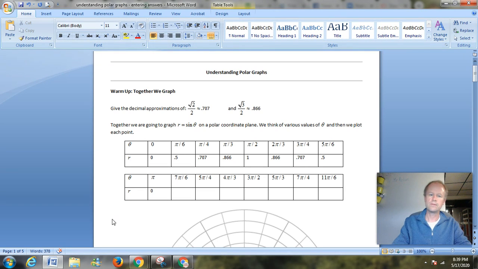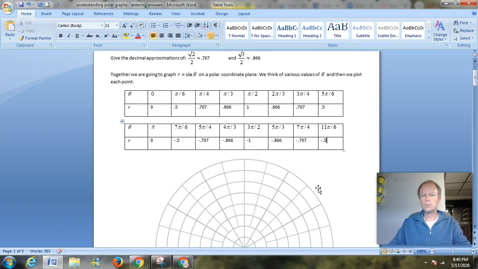So we're going to have negative 0.5, negative 0.707, negative 0.866, negative 1, negative 0.866, negative 0.707, and negative 0.5. If we had one more spot there, we could go to 2 pi and we'd be back at 0.